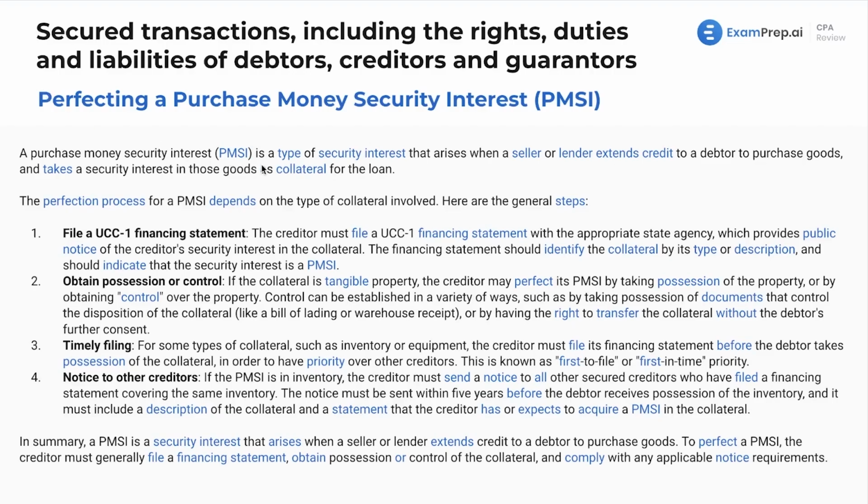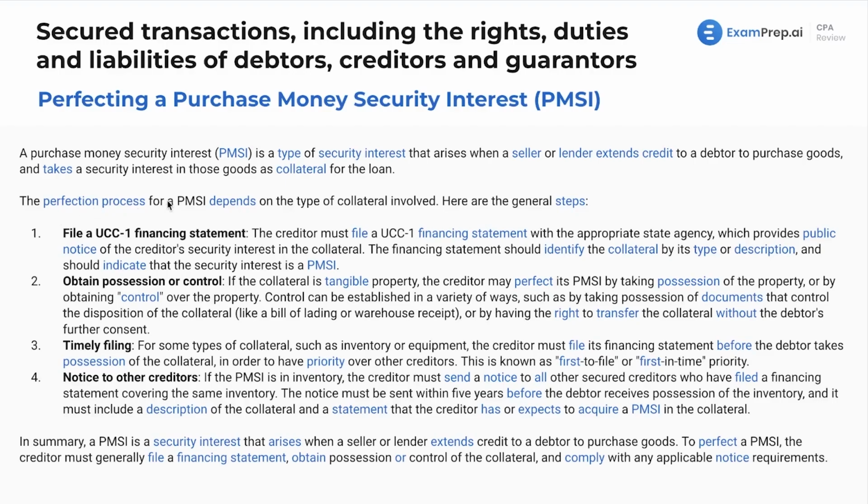Now, a PMSI is a type of security interest that arises when a seller or lender extends credit to a debtor to purchase goods and takes a security interest in those goods as collateral for the loan. Repetition is how we're going to learn, whether it's repetition through our multiple choice, spaced repetition, Sims, all of that, or it's just me going through the lessons. That's how we're going to learn, and we're going to do quite well.